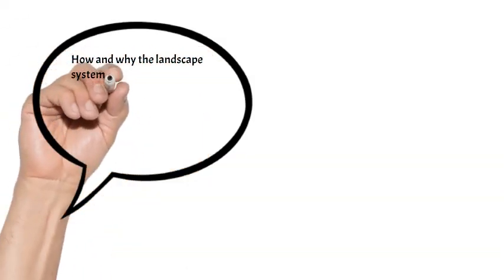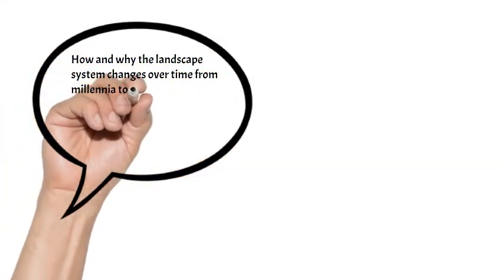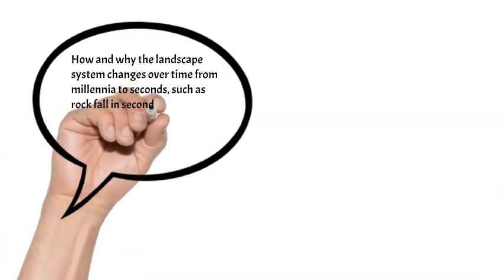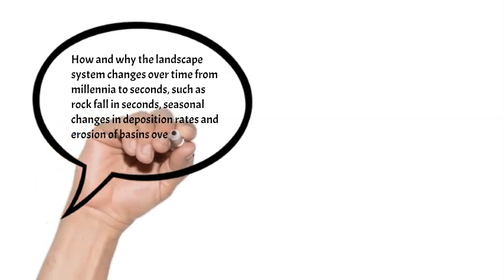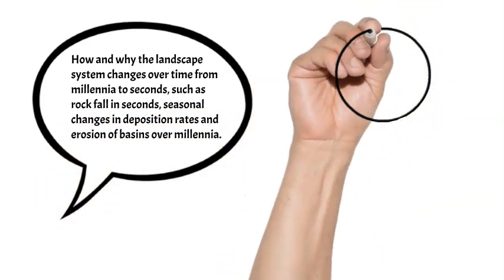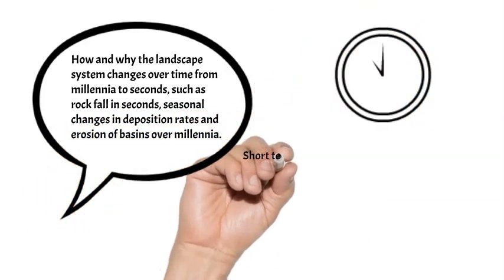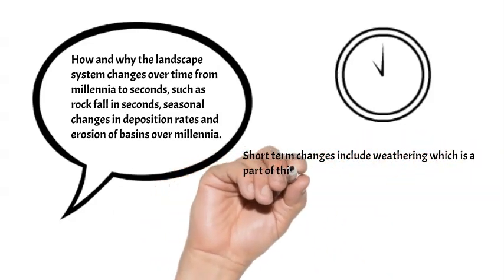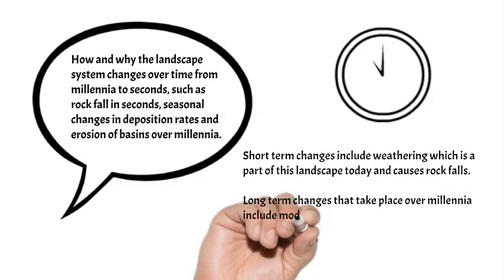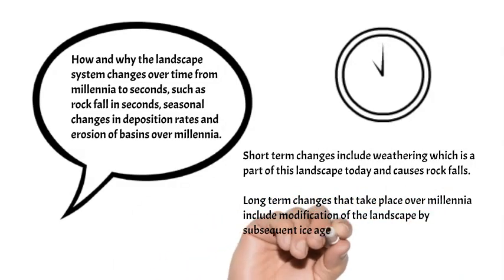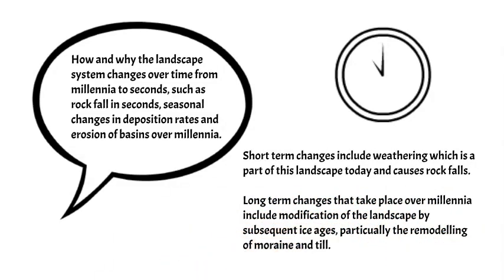And then finally, our last point for this case study is how and why landscape systems change over time. They can change really quickly in the short term because of weathering that causes rockfalls, but also in the long term they can modify the landscape by having subsequent ice ages move and reform those landscapes.